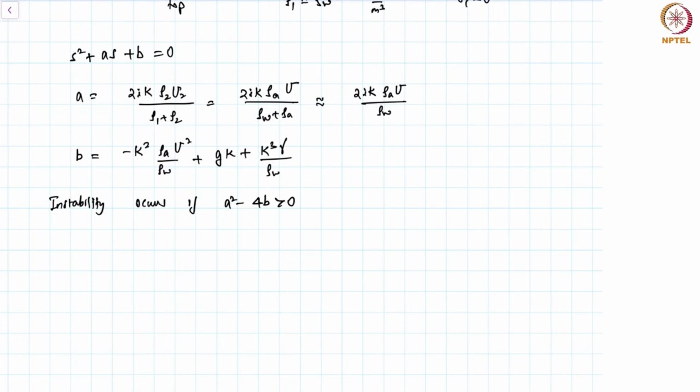Now note that there are only three parameters that we have here: the density of the air, the density of the water, and the velocity of the free stream. That's the only three parameters. And the question that we are asking is, if we have a free stream that is moving at the top, then we can come up with an expression for the velocity. If A squared minus 4B is greater than 0, this essentially would mean that U has to be greater than a U critical. Okay, and what is the expression of that critical value?